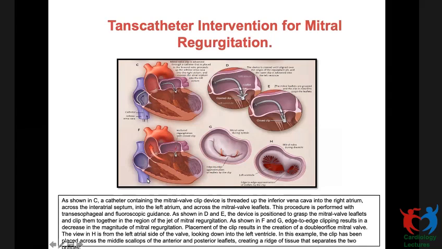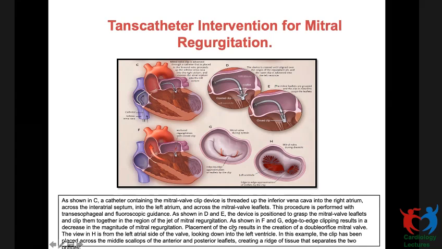And transcatheter intervention for mitral regurgitation. This diagram is primarily showing the procedure. A catheter containing a mitral valve clip device is threaded into the inferior vena cava, into the right atrium, across the interatrial septum into the left atrium, and across the mitral valve leaflets. This procedure is performed under transesophageal and fluoroscopy guidance. Following that, the device is positioned to grasp the mitral valve leaflets and clip them together in the region of the jet of mitral regurgitation. This is how it is clipped.